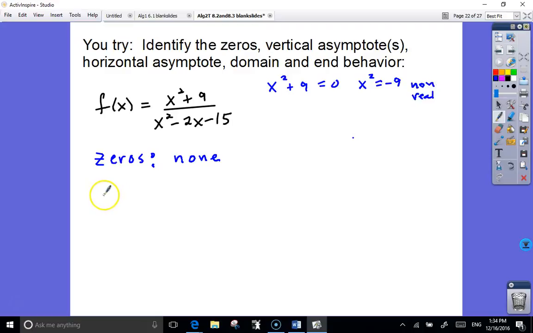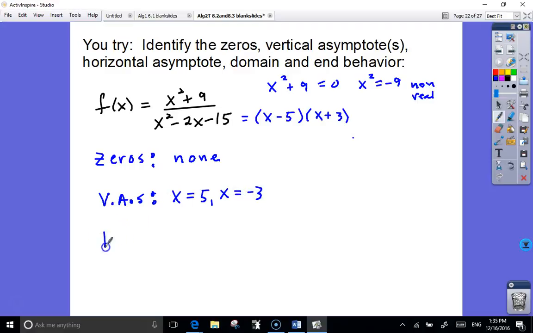Okay, vertical asymptotes. Well, you had to factor this, right? This is x minus 5 times x plus 3. So what are the vertical asymptotes? X equals 5, x equals negative 3. What does that make the domain? X does not equal 5. X does not equal negative 3.